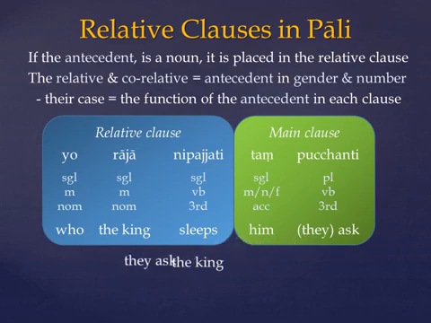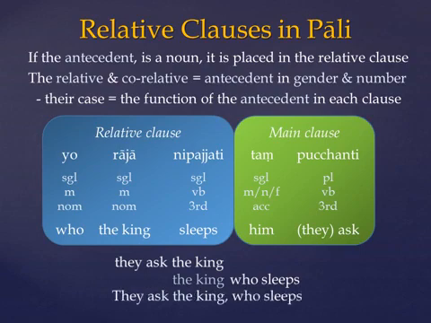So the main clause will read, they ask the king, while in the relative clause, the relative pronoun yo and the king are both in nominative case, and they will be the subject of the third-person verb sleeps. So the relative clause reads, the king who sleeps. And of course, placing these two clauses together, we get, they ask the king who sleeps.